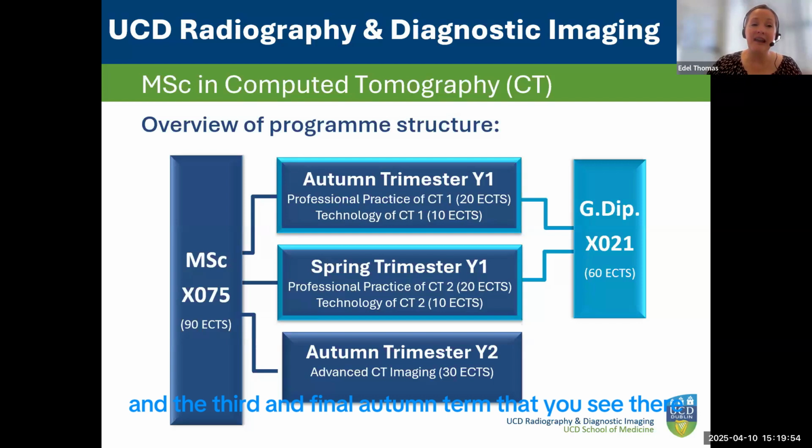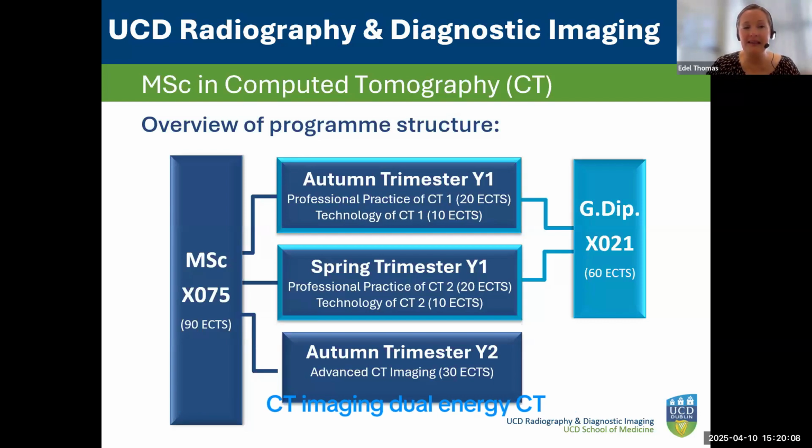And in the third and final autumn trimester that you see there, with 30 credits, students would undertake more complex topics in that trimester. So more in relation to maybe cardiac CT, perfusion CT imaging, dual energy CT.